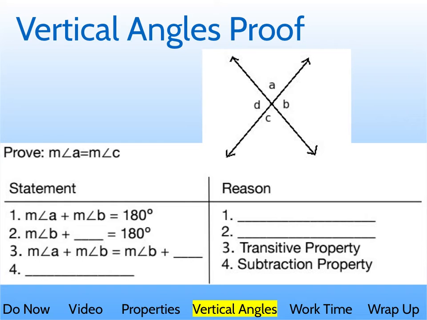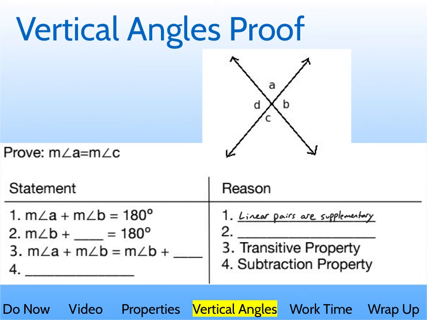So let's look here. The first statement we have written says that the measure of angle A plus the measure of angle B equals 180. Well, I know that A and B are linear pairs because they're next to each other and they make a straight line. So the reason behind this is that linear pairs are supplementary. A and B right here form this line, and that has to equal 180.